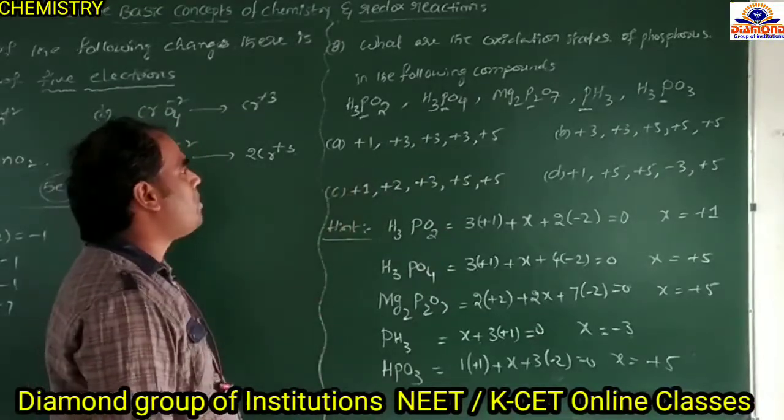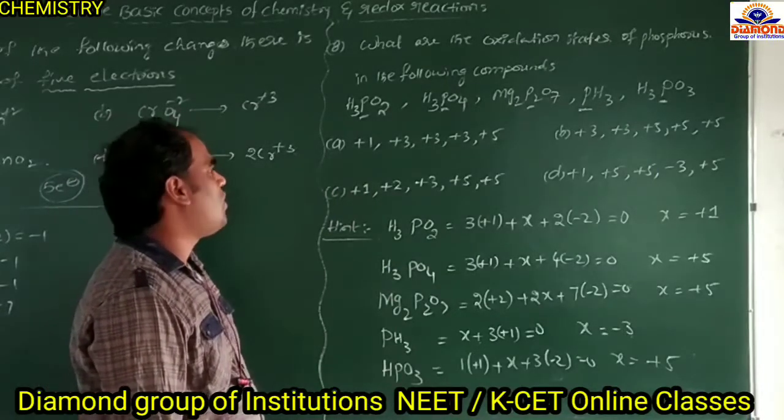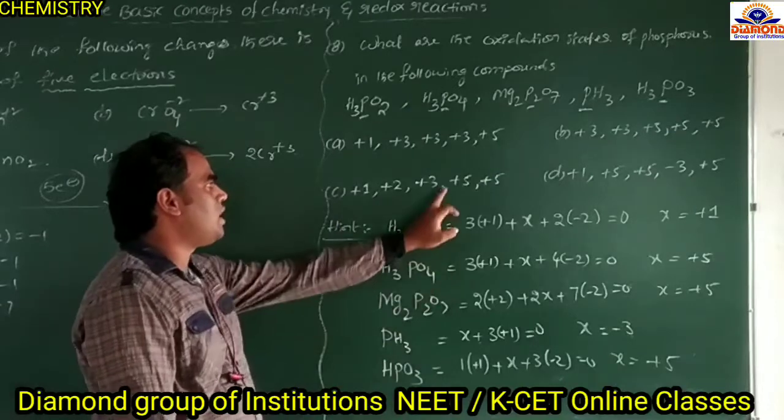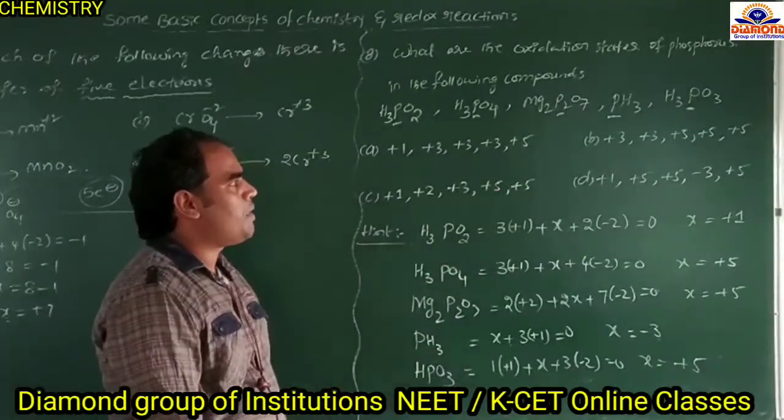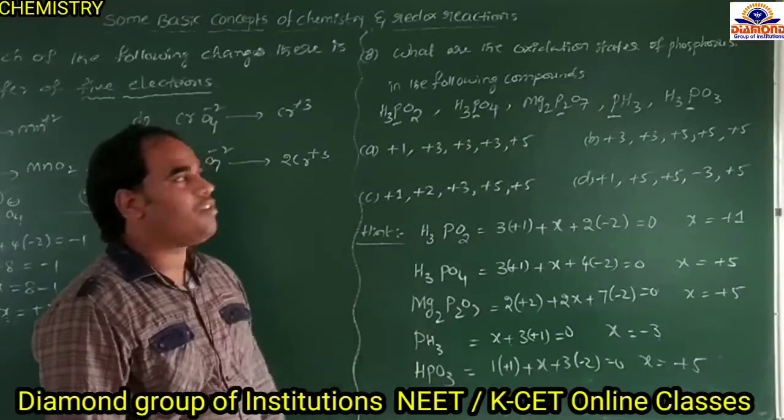Option A: +1, +3, +3, +3, +5. Option B: +3, +3, +5, +5, +5. Option C: +1, +2, +3, +5, +5. Option D: +1, +5, +5, -3, +5 respectively. Okay, these are the options.